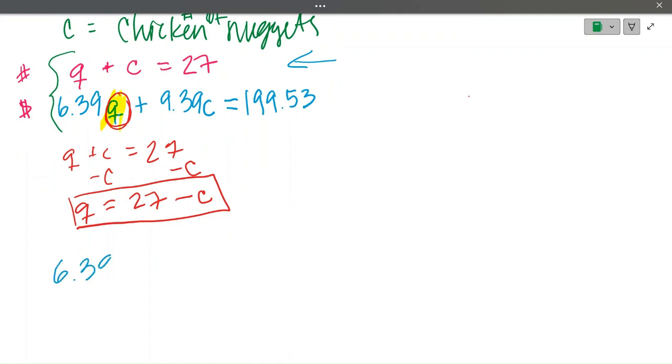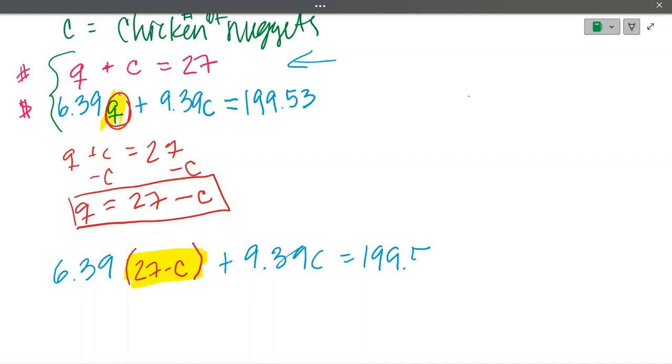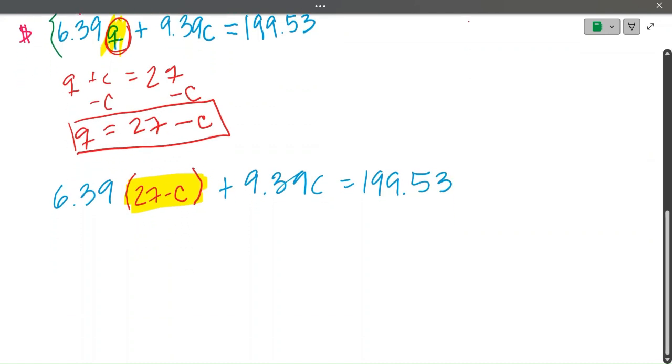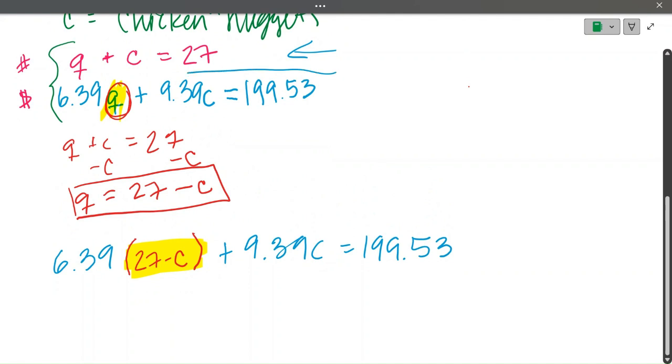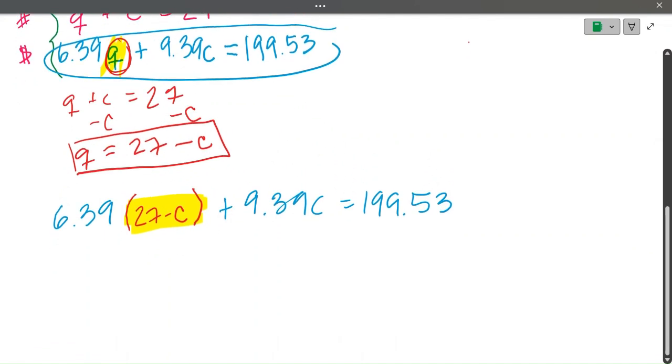So everywhere I see Q, I'm plugging in 27 minus C, and I'm plugging it in parentheses because both 27 and C are getting multiplied by $6.39. So don't forget your parentheses. And then I'm just writing the rest of the equation. So the only part of this equation that I've changed, so I started with this equation right here, the only part I've changed is where I substituted in for the letter Q.